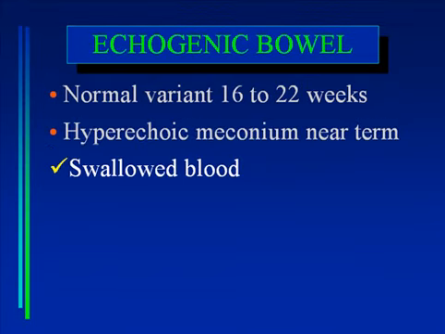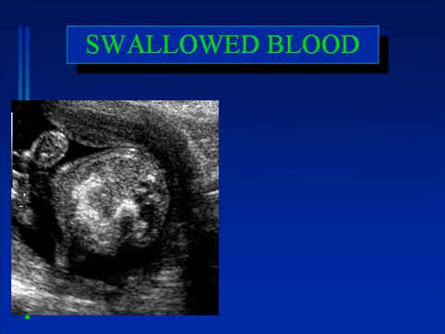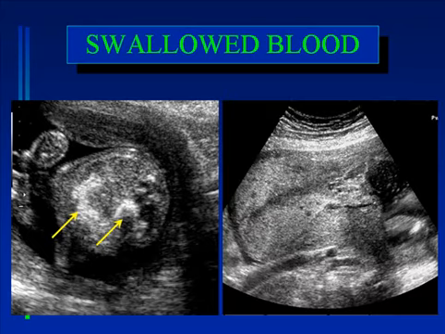Echogenic bowel can also be seen secondary to blood that's been swallowed from the amniotic fluid. It should be transitory if it's due to swallowed blood. So here we see a fetus with increased echogenicity in the bowel. This was on the basis of a placental abruption.